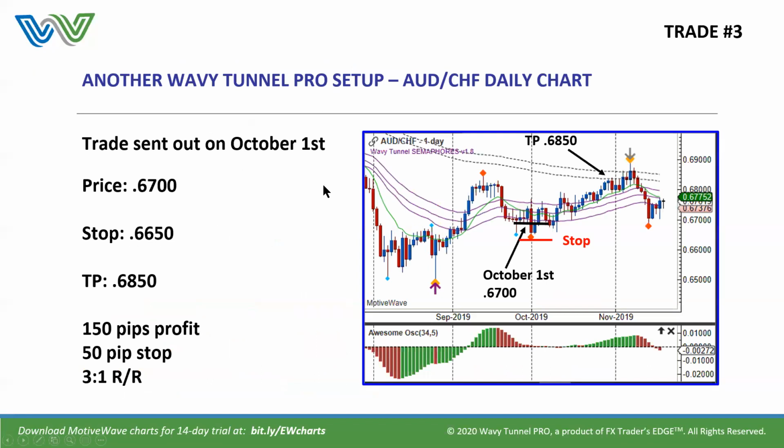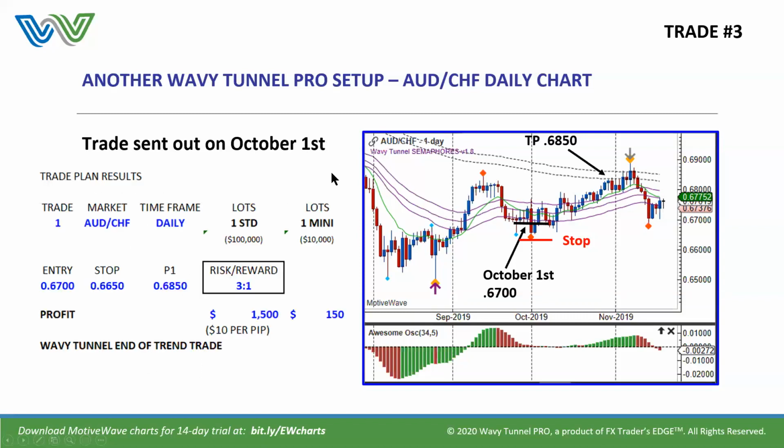This was another trade sent out on the Aussie Swiss daily chart. Price was at 67.00. Stop was below the lows. Take profits 68.50. These profit targets are anticipated in advance because of our wavy tunnel setup. So 150 pips profit versus 50 pips stop loss, 3-to-1 risk reward ratio. Whenever we send out trades, we send out the trigger, the stop loss, and the profit targets. And then it's up to the trader as to how they trade it, right?